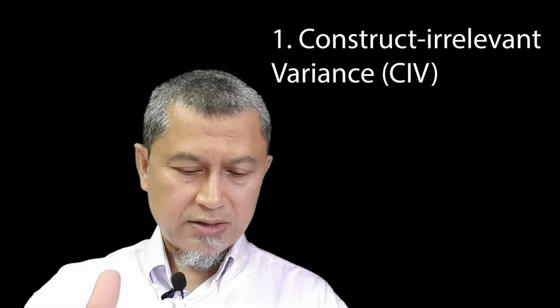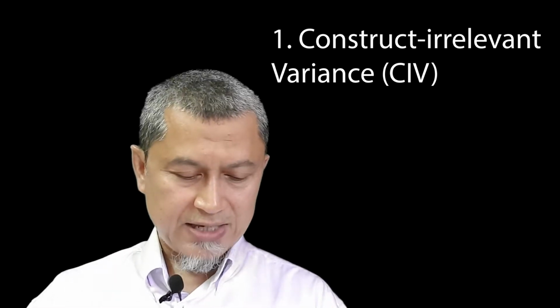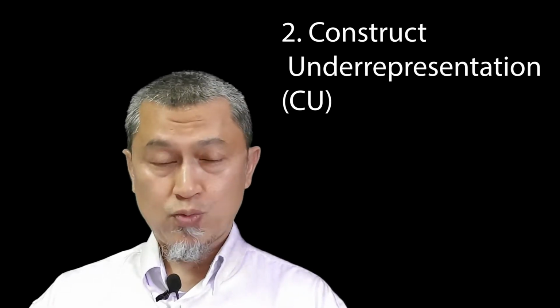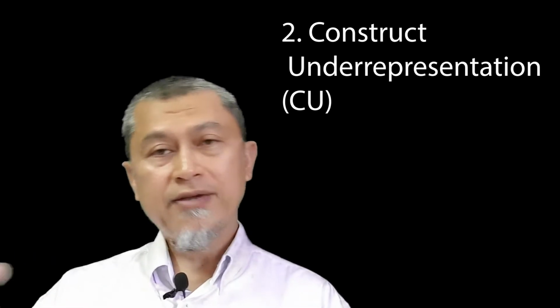Okay, and the two common ways to group these threats are that they are divided into construct irrelevant variance, CIV, and construct under representation, CU. CIV, CU, CIV, CU. That's the common way people discuss threats to validity. What's construct irrelevant variance? What's CIV? When scores are being affected by something other than your target attribute.